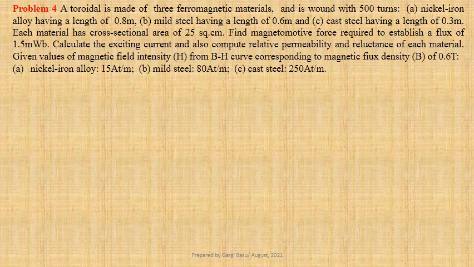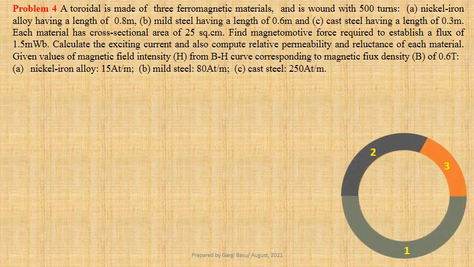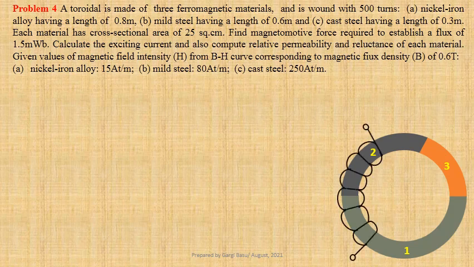A toroid is made of 3 ferromagnetic materials and is wound with 500 turns. Nickel iron alloy having a length of 0.8 meter, mild steel having a length of 0.6 meter, and cast steel having a length of 0.3 meter. Each material has cross-sectional area of 25 square centimeter. We have to determine magnetomotive force required to establish a flux of 1.5 milli Weber. Later, we have to calculate the exciting current and relative permeability and reluctance of each material.